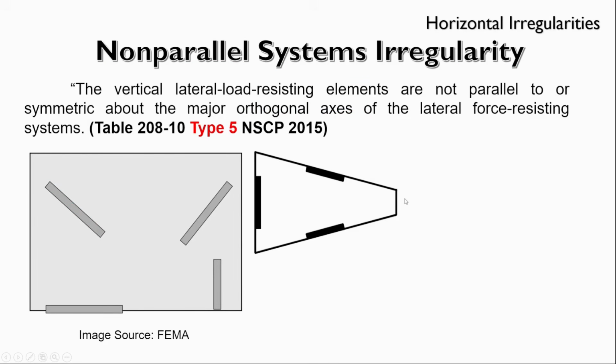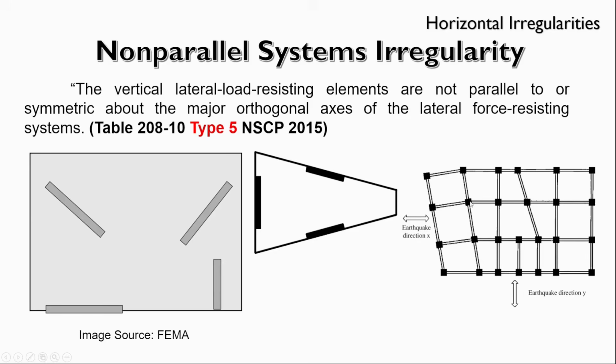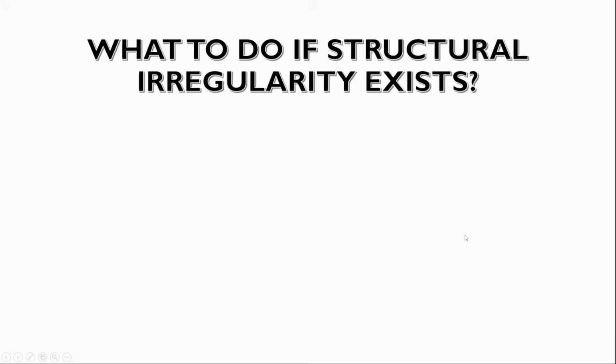This is also an example. If our building is trapezoidal, it really has no parallel systems. We mostly find designs of structures like this, and therefore this is automatically what we call a non-parallel systems irregularity. No threshold, just if there is a load resisting system, beams or shear walls, that is not parallel with the major orthogonal axes, in this case direction x and direction y, then it is a non-parallel systems irregularity.